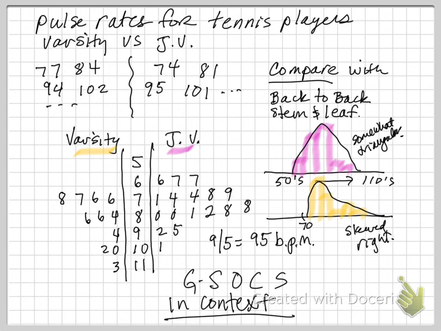But if we talk a little bit about the center of these values, whether it be the mean or the median, it looks like the JV pulse rate mean or median is going to be lower than the varsity pulse rate mean or median. So it looks like varsity has in general a higher pulse rate, and the spreads look about the same. So the data is spread out about the same, but the shapes are definitely different. So I hope this helped with your basics of a stem and leaf graph.